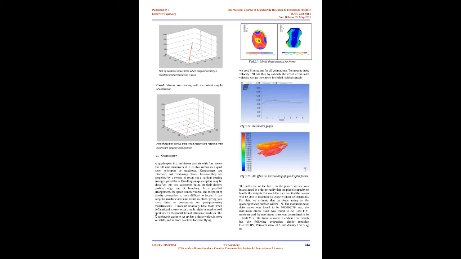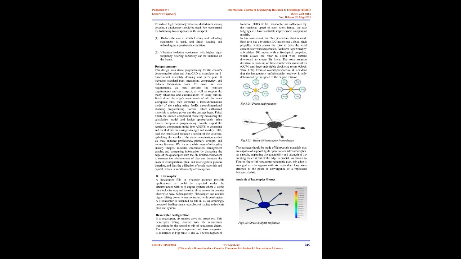Break down the edges assortments of the exact workplace first, then construct a 3-dimensional model of the casing using Pro's 3-dimensional showing programming. Second, select authorized materials to reduce prices and the casing's heap. Third, finish the limited component model by measuring the calculation model and lattice appropriately using limited component programming.